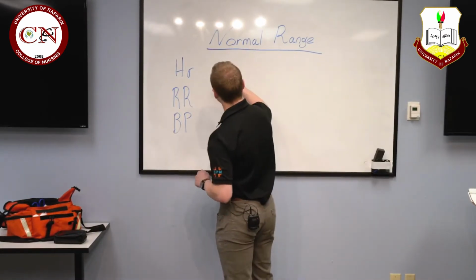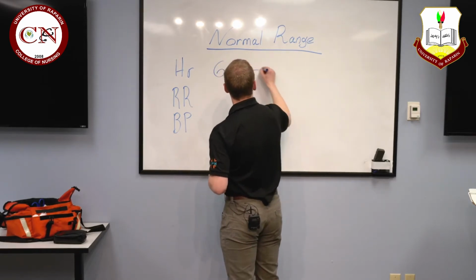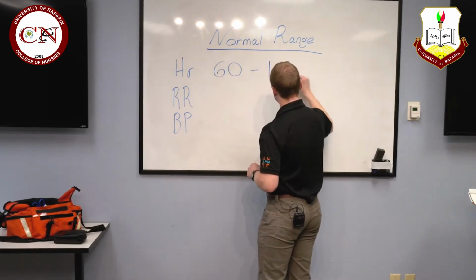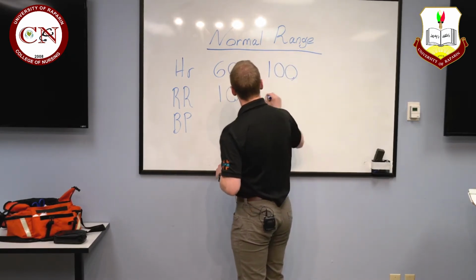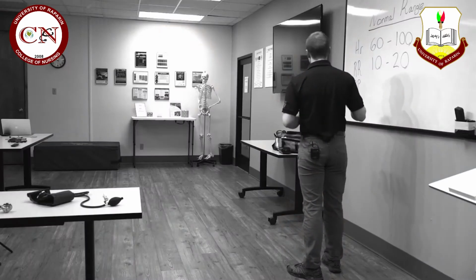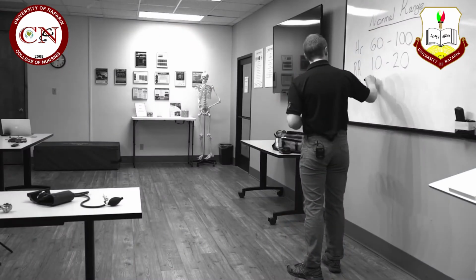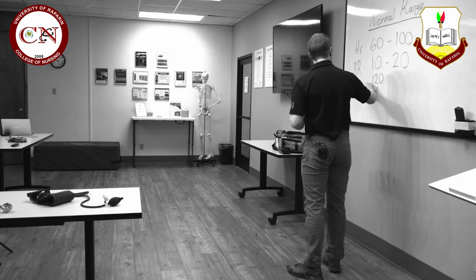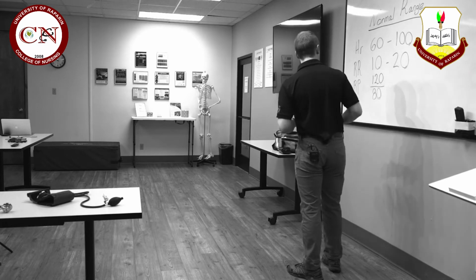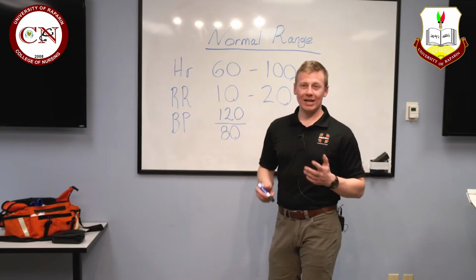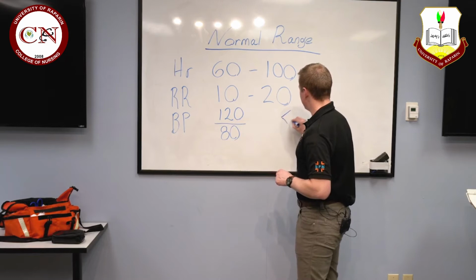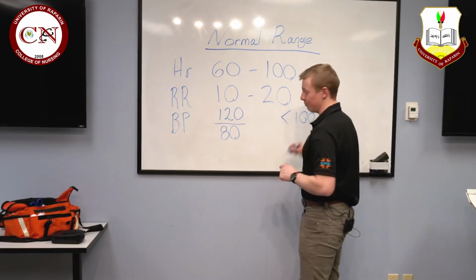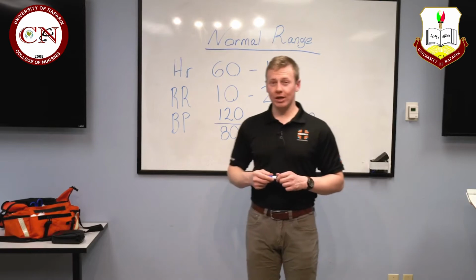Heart rate's normal range is between 60 and 100 beats per minute. Respirations in a normal adult are between 10 and 20 per minute. And a normal blood pressure value is 120 systolic over 80 diastolic. Blood pressure values can vary widely in adults, but a systolic value of less than 100 millimeters of mercury is considered abnormally low or hypotensive.